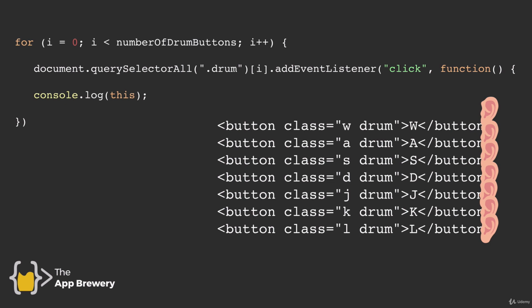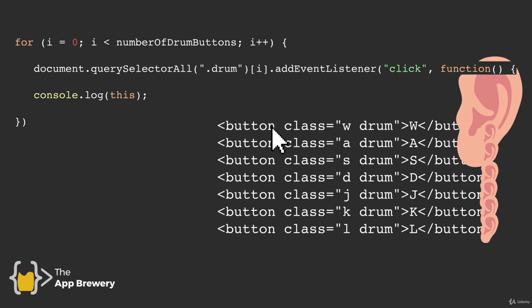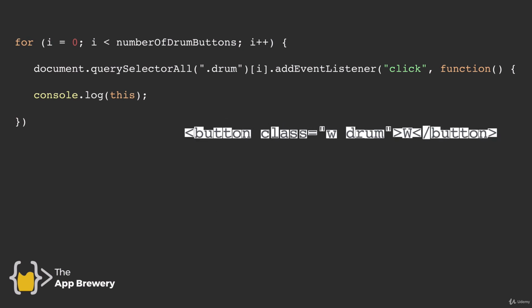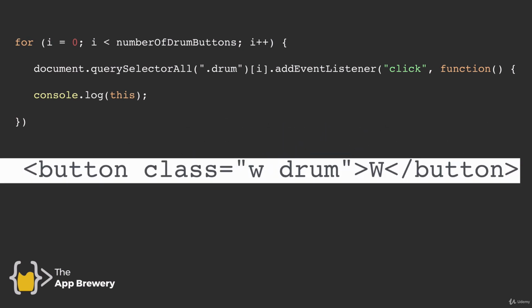So now that all of our buttons have an event listener attached to it, what happens when we click on the first button? Then that button's event listener will trigger the function that was attached to the event listener. And in this case, that's simply to just console log this, which is simply the button that triggered the event.